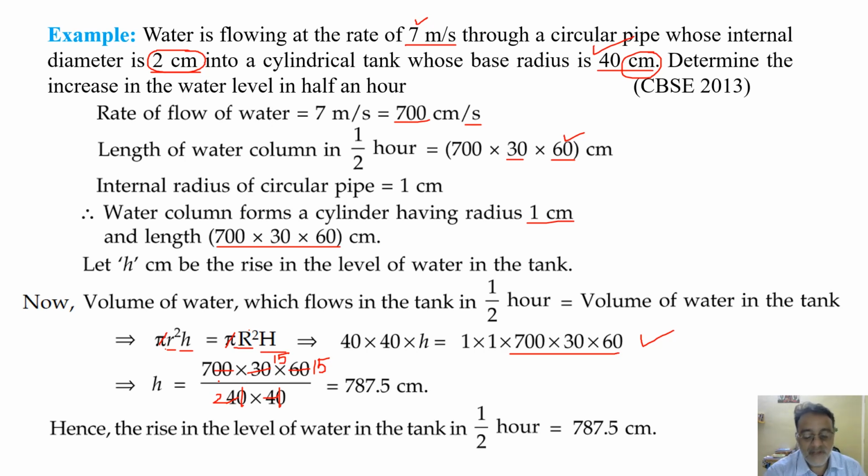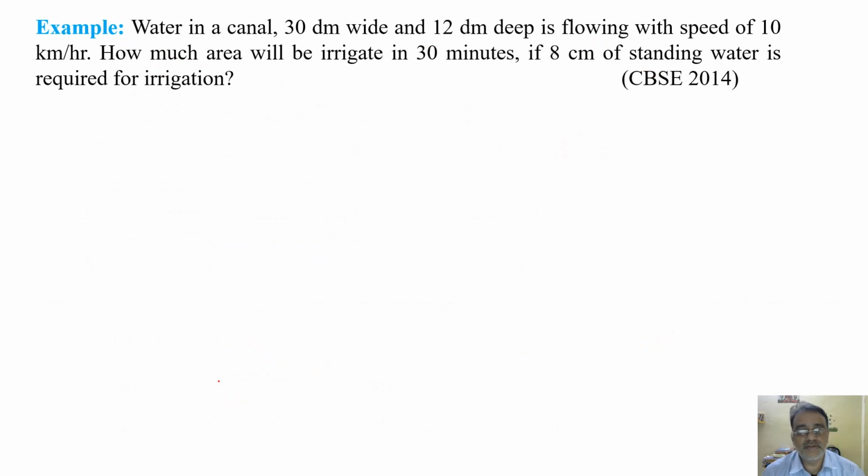No, sir. Okay, now we are moving toward the next question, 2014. Water in a canal 30 dm, 30 dm मतलब डेसीमीटर। 1 डेसीमीटर is equal to 10 centimeter, तो ये हो जाएगा 300 centimeter. And 12 decimeter, 120 centimeter, is flowing with a speed of 10 kilometer per hour. How much area will be irrigated in 30 minutes if 8 centimeter of standing water is required for irrigation?